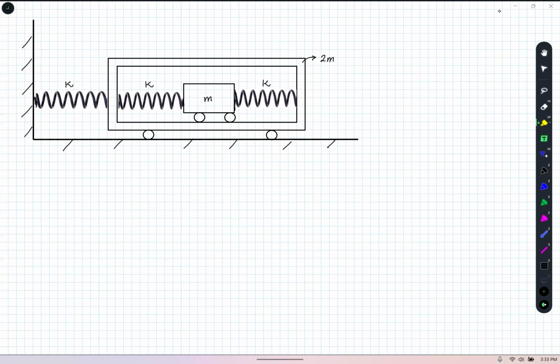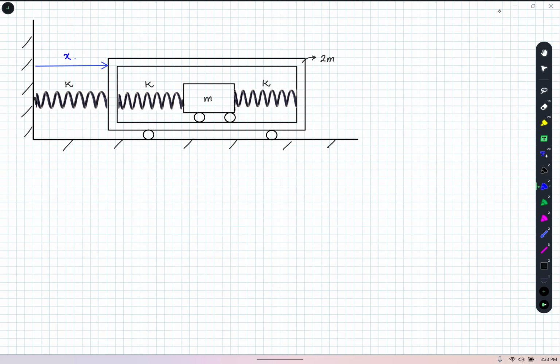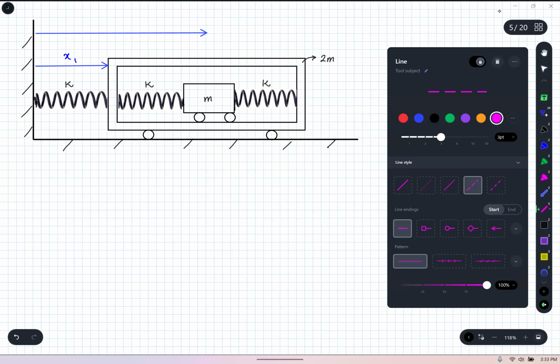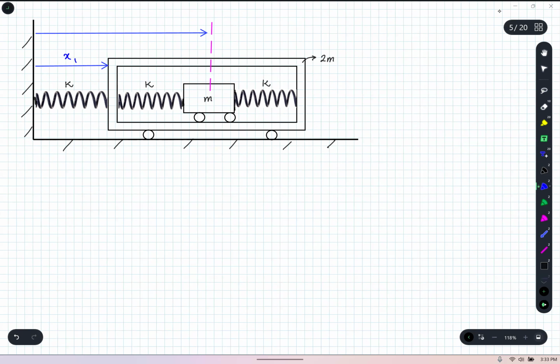Well, moving on to this car problem. As I said earlier, we plan to solve it with two approaches. First, we want to use absolute coordinates, meaning that I'm going to choose the coordinate x1 for the car, measuring it from the wall, and I'm going to use coordinate x2 for the other mass, measuring from its center, using x2, right?